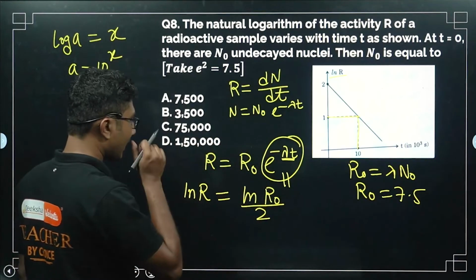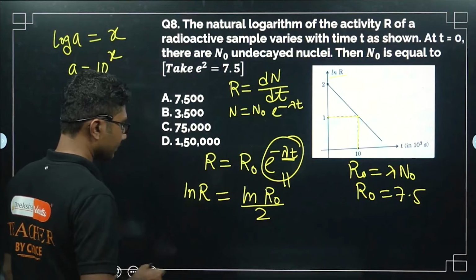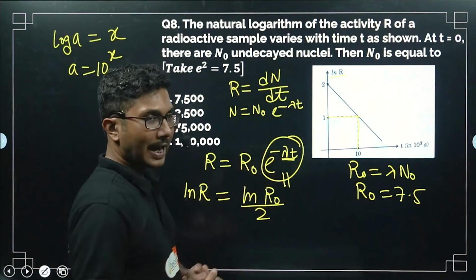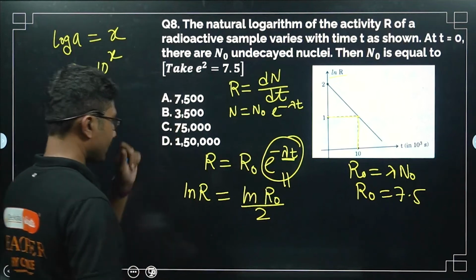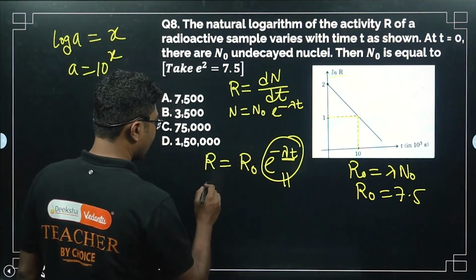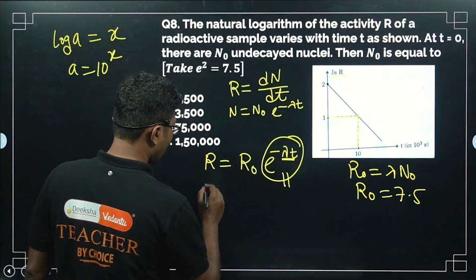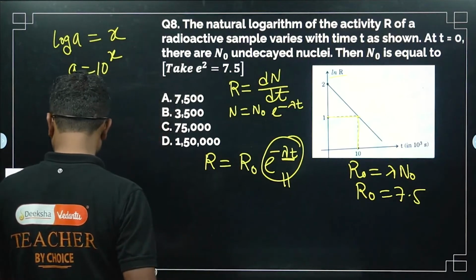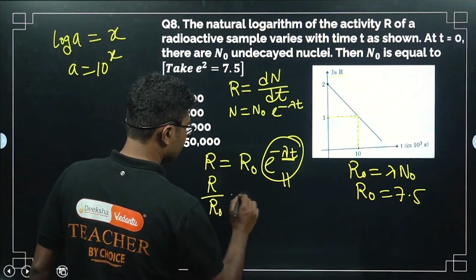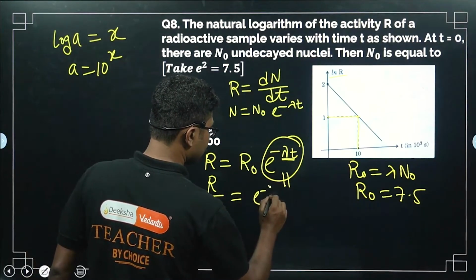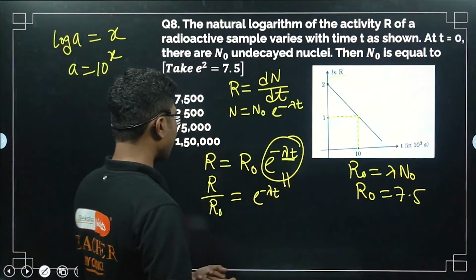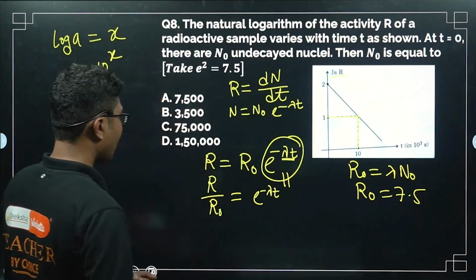Now what we can do from this is, we can calculate the value of lambda t from this equation, right? We can write this as R by R naught equals e to the power minus lambda t.